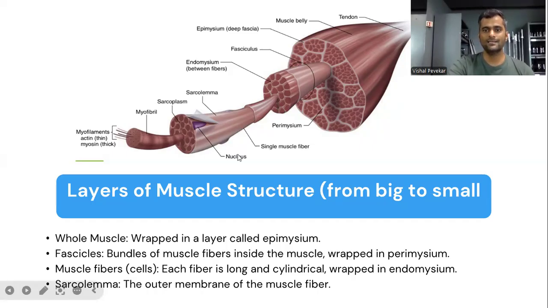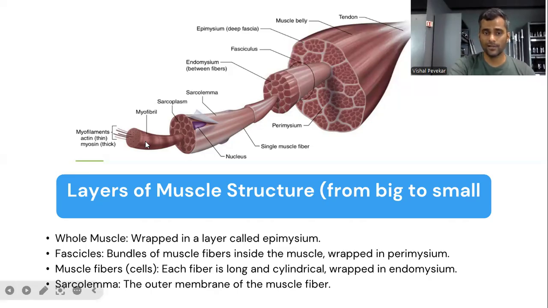So what you can see here in this diagram is your muscle, and it has different layers which we need to know, and every layer has certain important roles to play. So let's start from small to big, because that makes it easy for you to understand. Otherwise, you can also go from big to small. But I believe my approach is always from the small to the big.